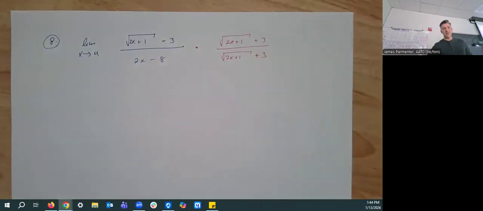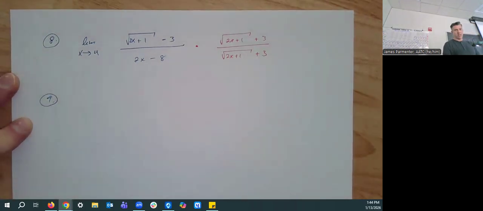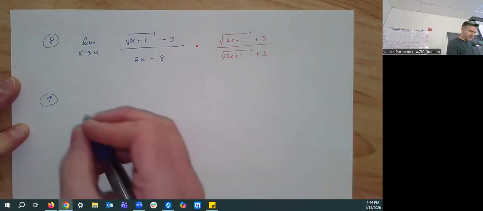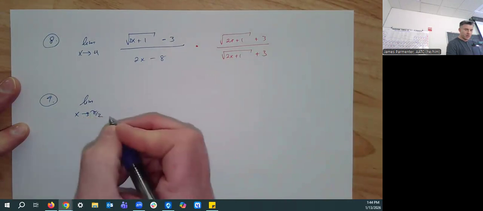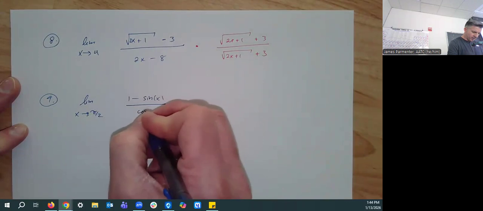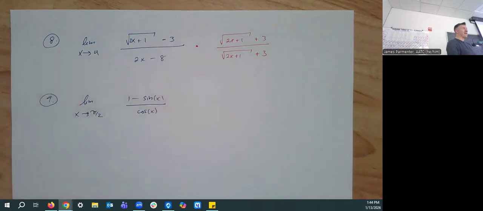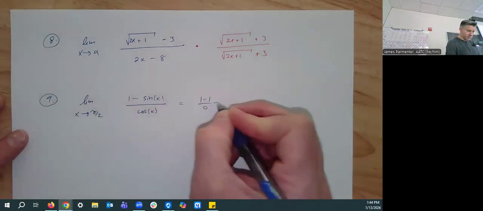But there is one other instance where multiplying by the conjugate is actually a really good way to go. And it's when you have one of these four things. So if you have some limit, we'll say the limit as x approaches pi over 2 of 1 minus sine of x over cosine of x. Well, you might not be surprised to see that this is also going to be a 0 over 0 type, because sine of pi over 2 is 1 and cosine of pi over 2 is 0. So we get 1 minus 1 over 0, which is 0 over 0.